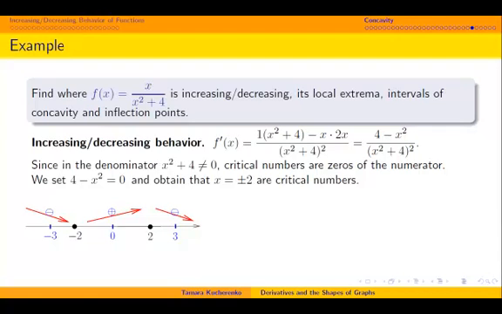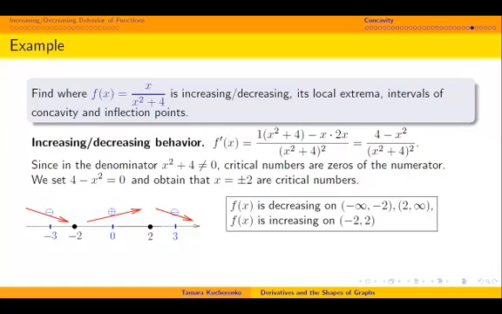We conclude from the diagram that f of x is decreasing from -infinity to -2 and from 2 to positive infinity, and f of x is increasing from -2 to 2. To find the local extreme values, we use the first derivative test. Since f prime changes sign from negative to positive at -2 and from positive to negative at 2, f has a local minimum at x equals -2 and a local maximum at x equals 2.